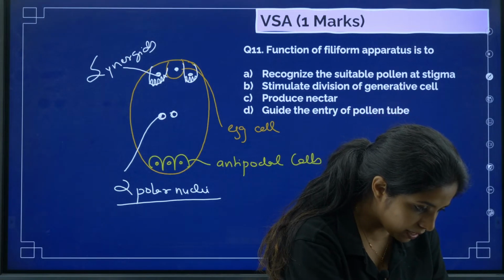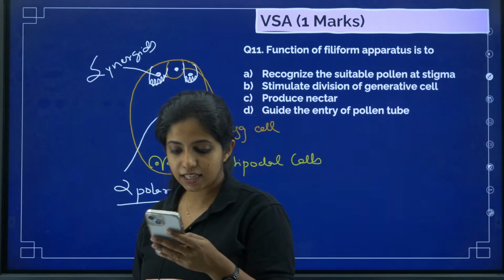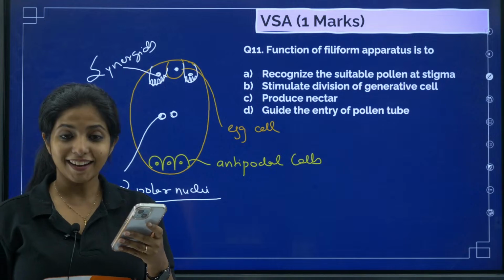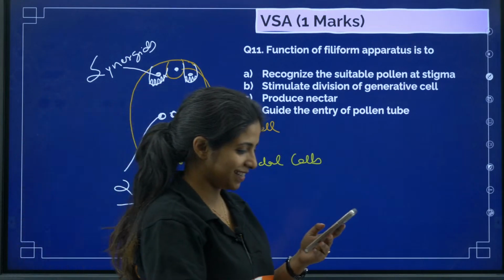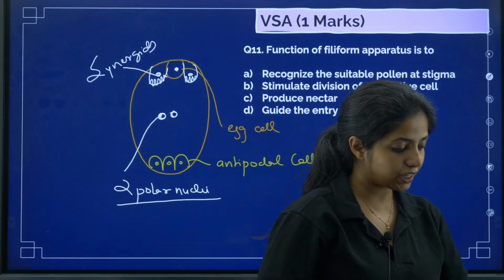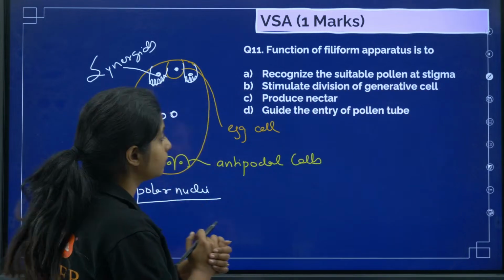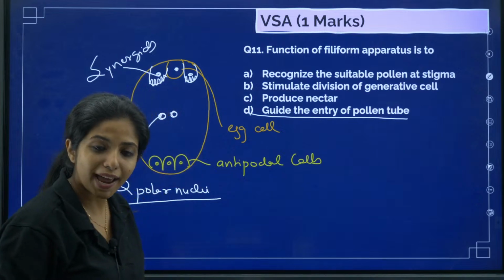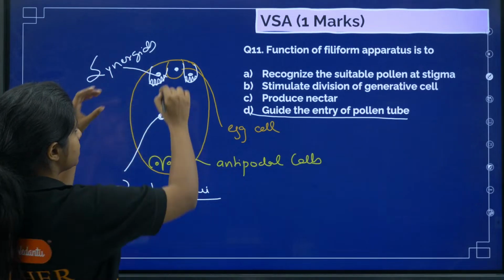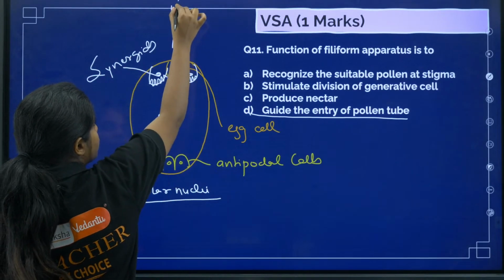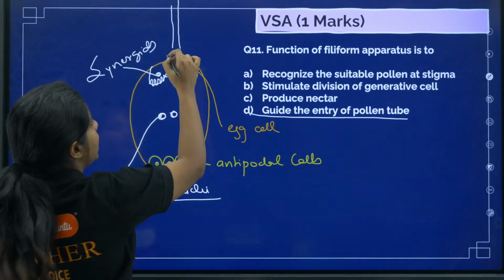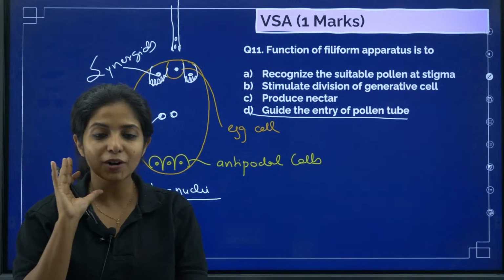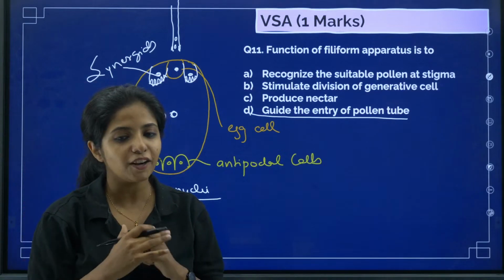But is it correct? I was asked this question in today's practical. Did you answer this? Are you correct or not? Let me see. So, my dear children, yes, it guides the entry of the pollen tube. You are absolutely correct. So what happens is that when the pollen tube comes from the style's end, it carries the male gamete. It does not directly go and meet the egg cell. It is kind of shy.